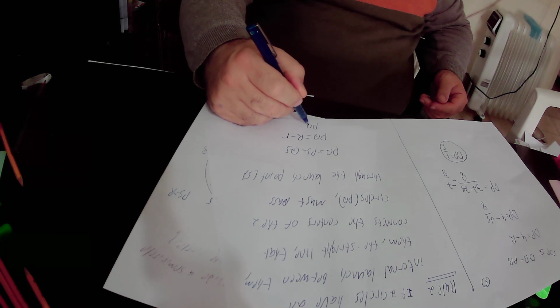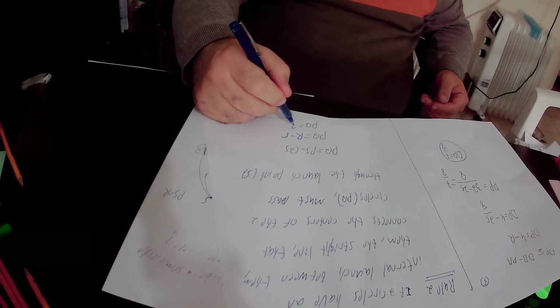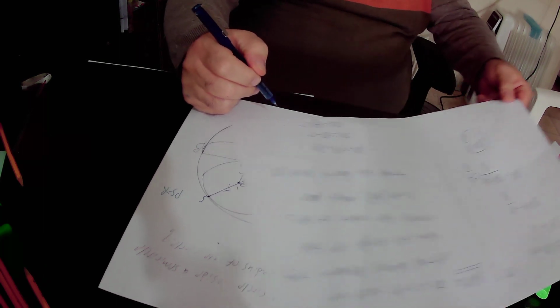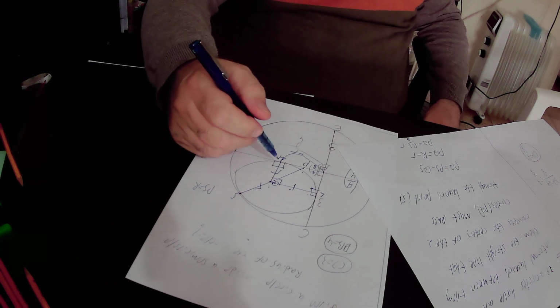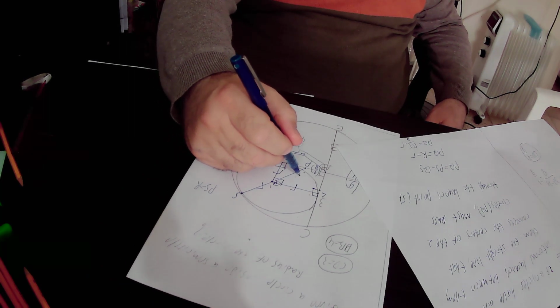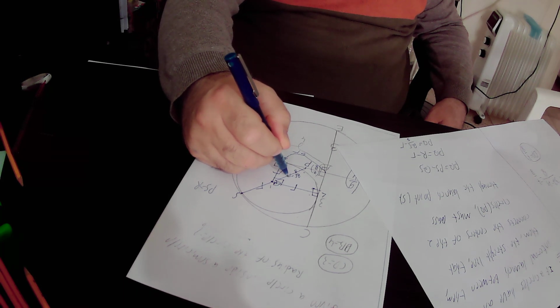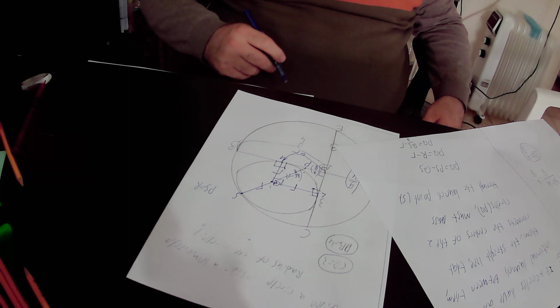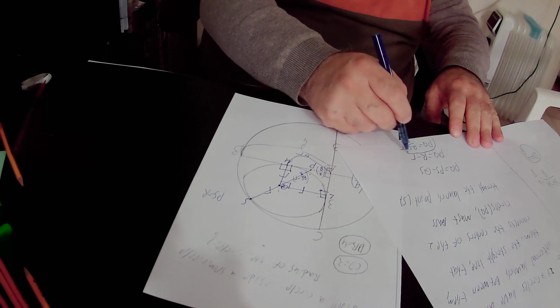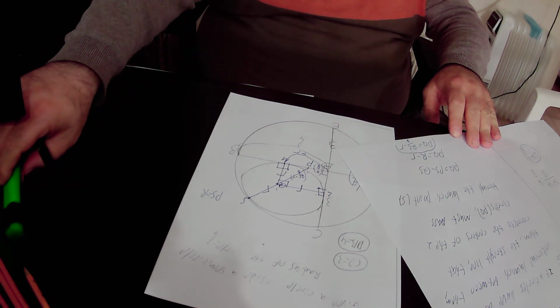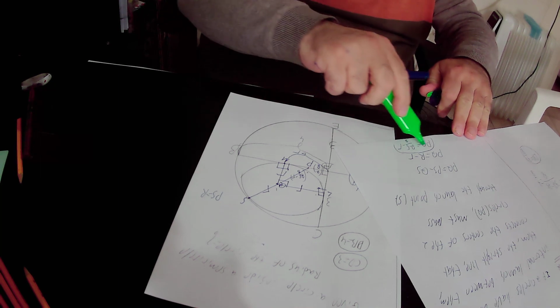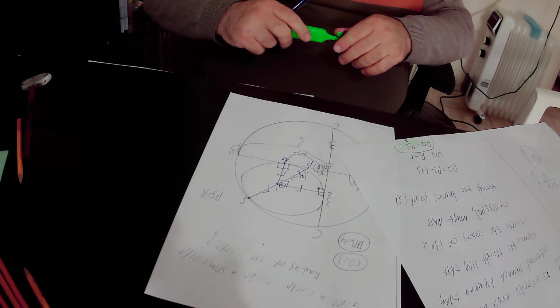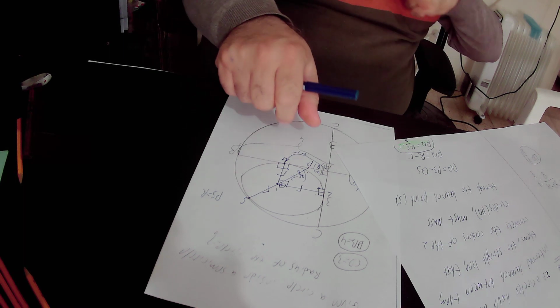So PQ equals capital R, that is 25 over 8, minus small r. So you can write here that PQ equals 25 over 8 minus r. Okay, PQ equals 25 over 8 minus r. And what is the length of line segment PM?